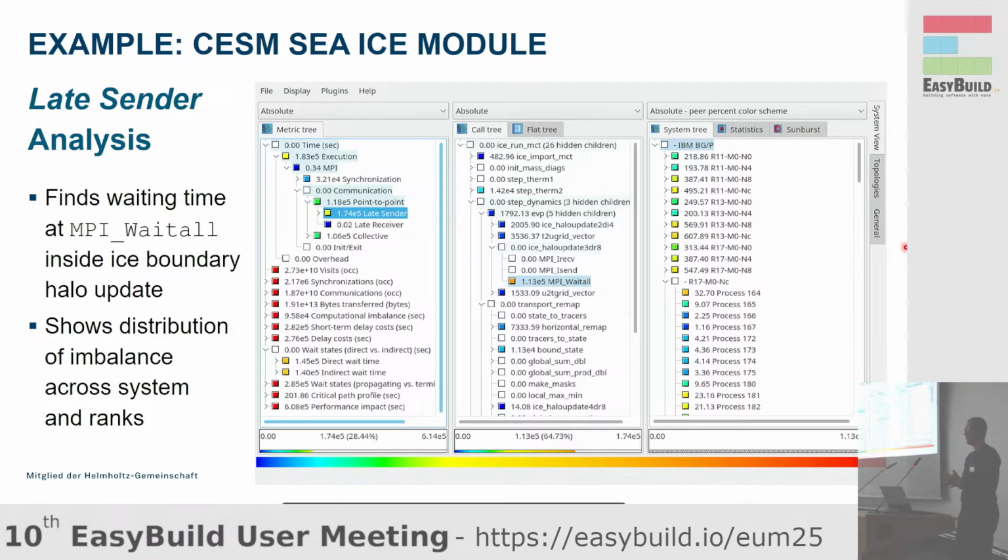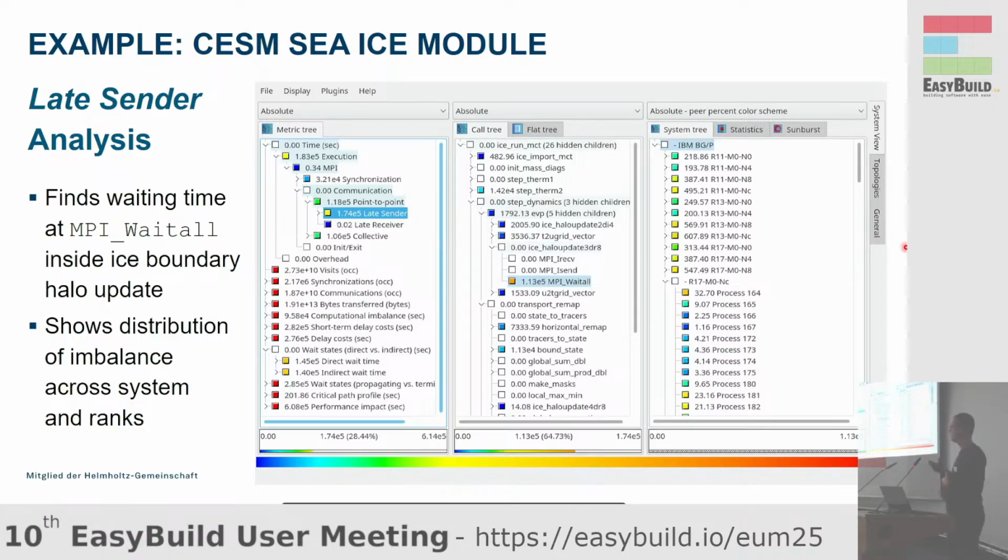Now, here's an example of how this looks in practice. With the Community Earth System Model sea ice module, this experiment was done quite some time ago, but anyway, it nicely shows the advantage of this kind of analysis. So on the left-hand side, you have the different metrics. In the middle column, you have the call tree of the application. On the right-hand side, you have the individual processes, and if there were threads, you would see them.